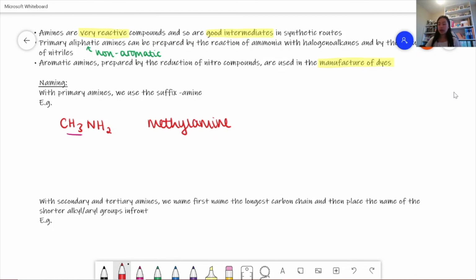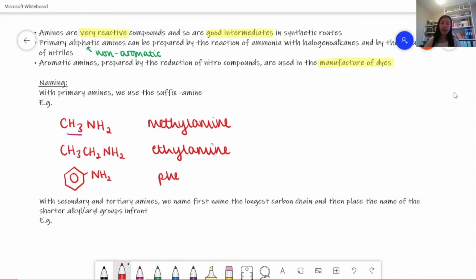Similarly, we have ethylamine, which would have this formula. And we can also get one with a benzene. So we have benzene here, and if we have an NH2 attached here, this would be phenylamine, because again, the amine takes priority, and so it becomes the root of the name.